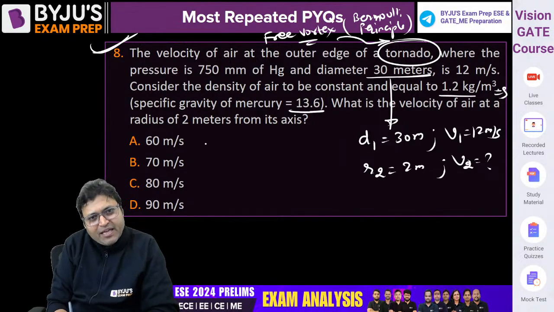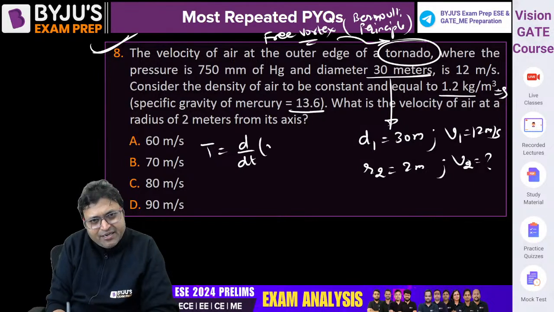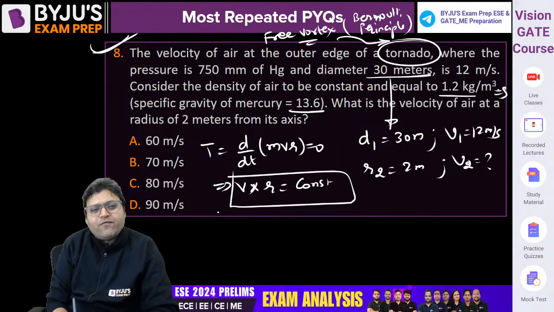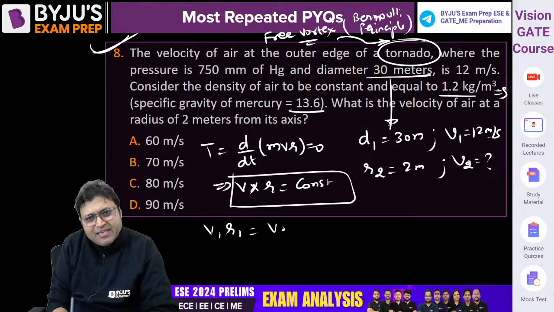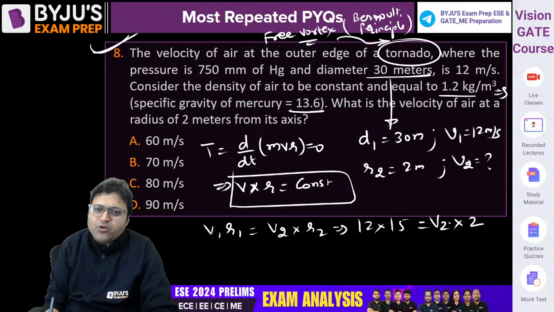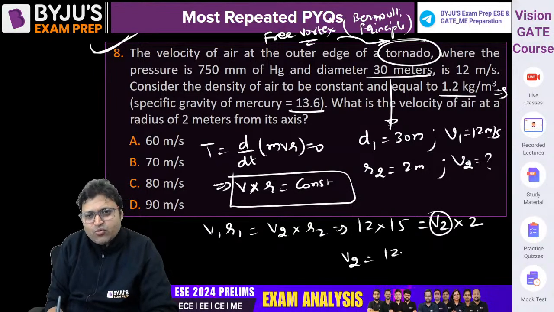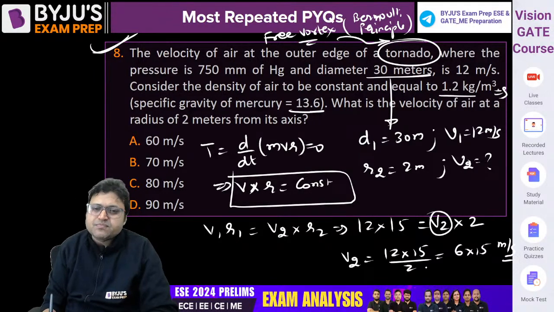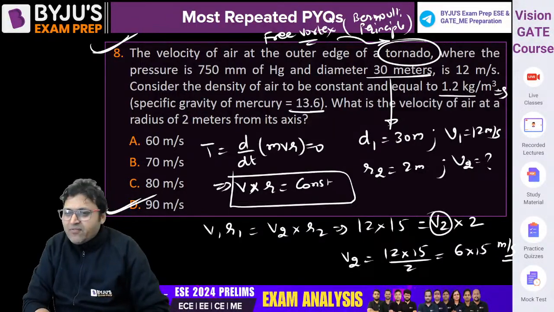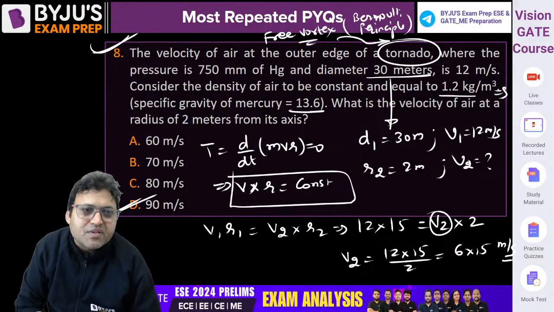So for free vortex, torque is equal to d by dt of mvr, which is equal to 0, or we can say v into r is equal to constant. That is for free vortex. So V1 R1 is equal to V2 R2. What is V1? 12. What is R1? 15. V2 is unknown and R2 is 2. So V2 is equal to 12 into 15 by 2, or 6 into 15 meter per second. 90 meter per second will be the correct answer for this one. D will be the right answer.